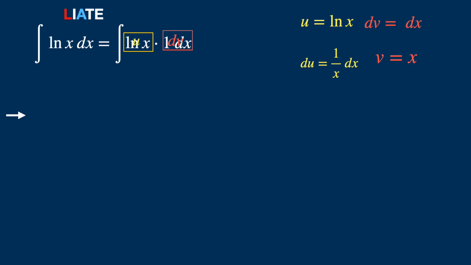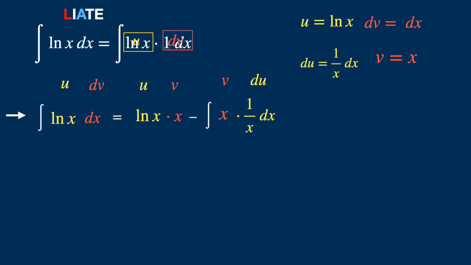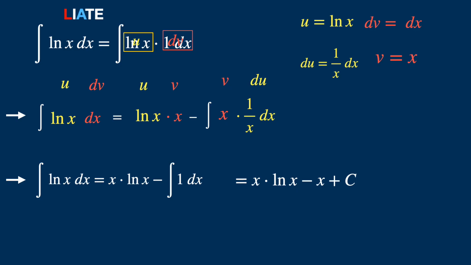Let's plug back into the integration by parts formula: integral of u dv equals uv, x ln x, minus integral of v du. v is x, du is 1 over x dx, right? What do you have to do? Find the integral of x times 1 over x. So what is x times 1 over x? That's 1. The antiderivative of 1 is x. Now you have x ln x minus x plus c.